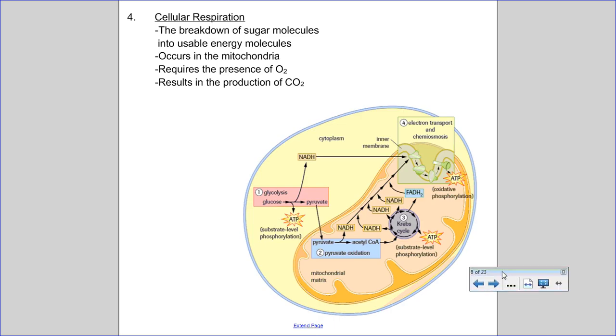So once that oxygen gas is now inside the cell, it can be used for the final part, which is cellular respiration. And this is where you have the breakdown of sugar molecules such as glucose into usable energy molecules such as ATP. This part will occur in the mitochondria and requires the presence of oxygen gas. And as a result of the breakdown of those sugar molecules, it will produce carbon dioxide, which needs to be expelled.